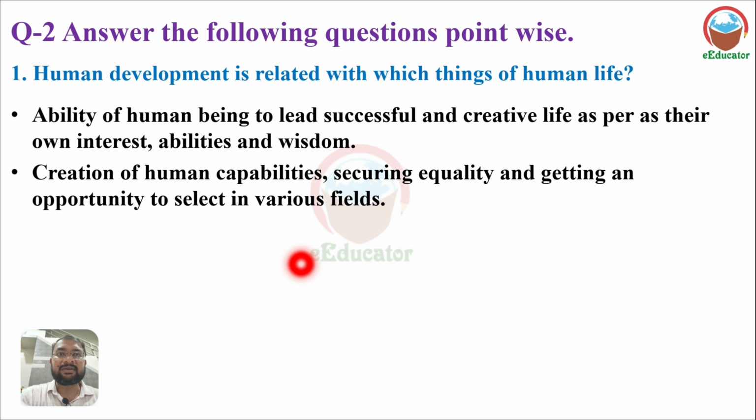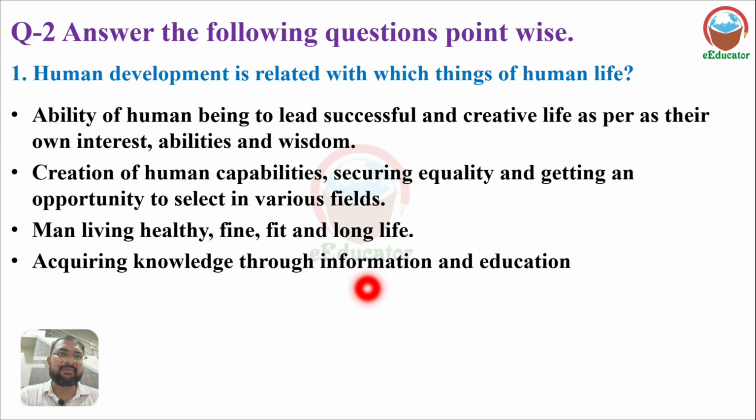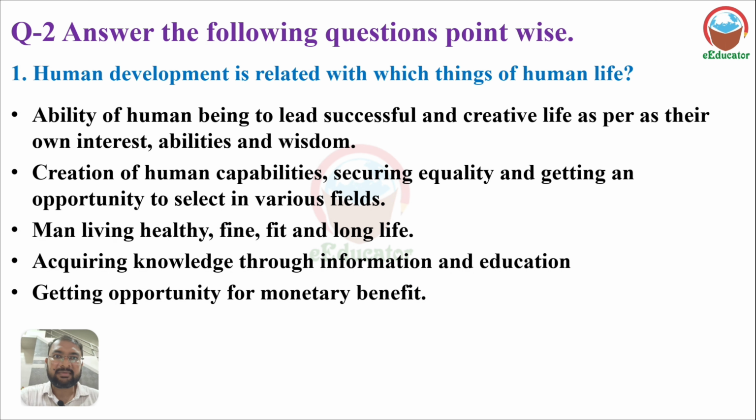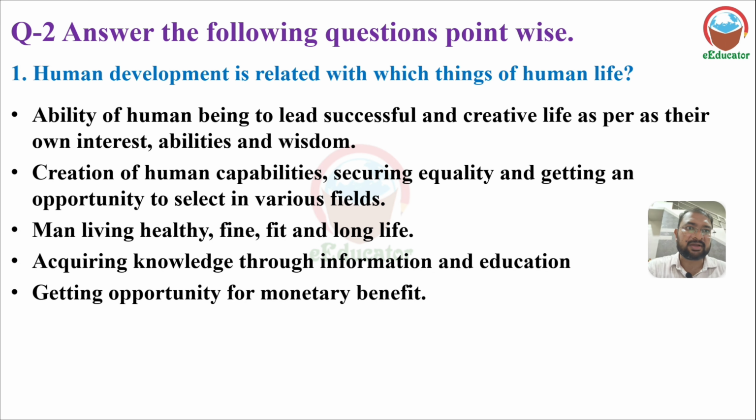Even so, creation of human capabilities, securing equalities. Human development means creating human capabilities, securing equalities and getting an opportunity to select in various fields. The main purpose is living a healthy, fit and long life. Human development is directly related to living a healthy, fit and long life. Acquiring knowledge through information and education. Getting opportunity for monetary, financial, economic benefits.